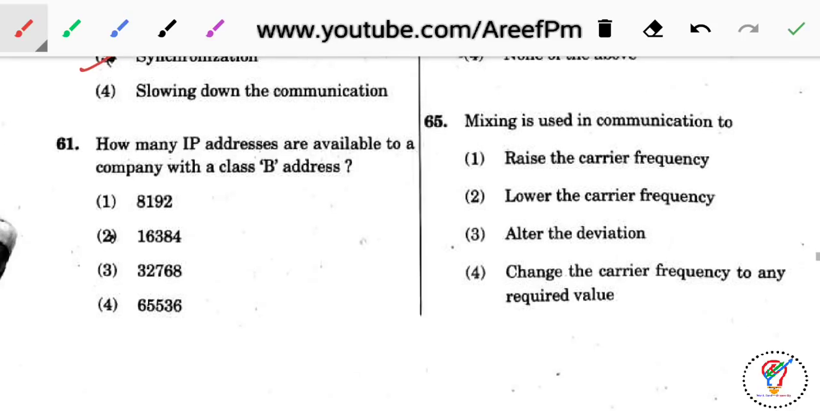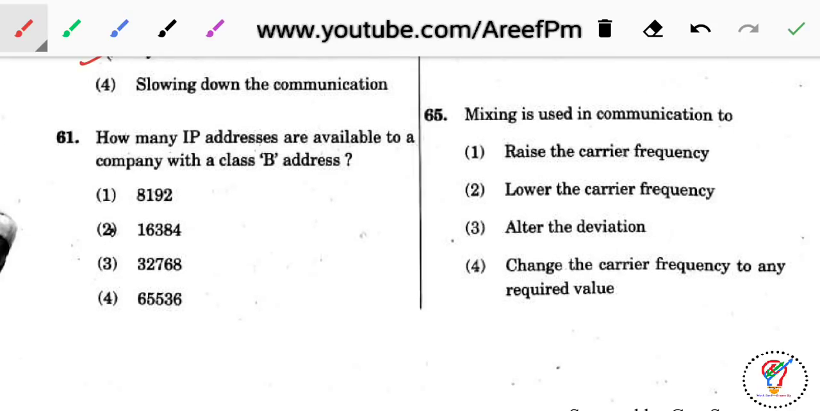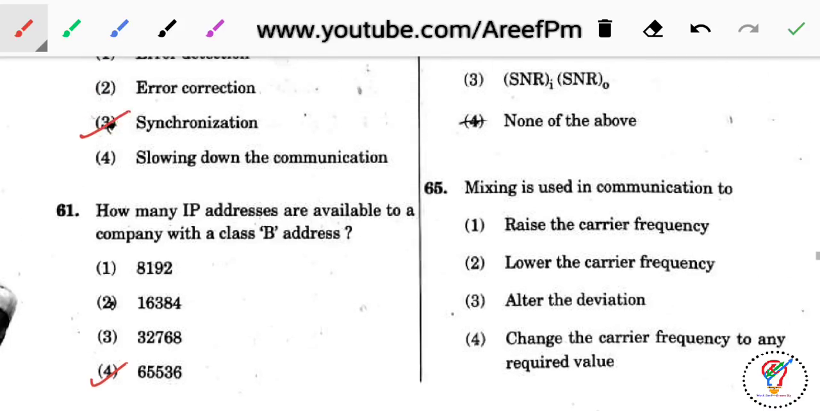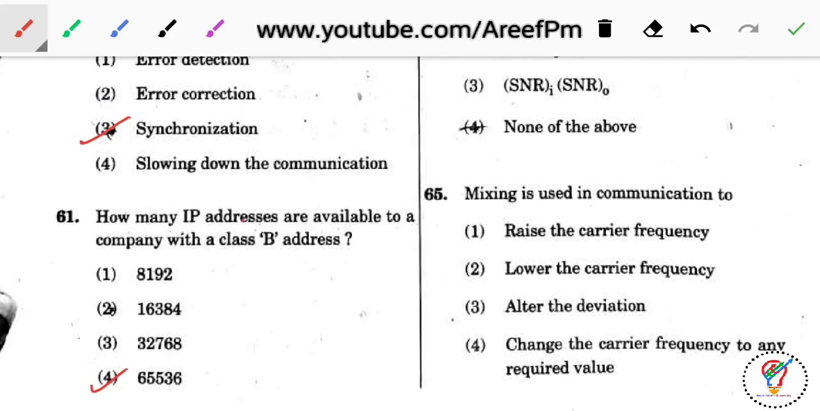And the next one, 61st question here. How many IP addresses are available to a company with a class B address? It is nothing but 65536. These are the addresses a class B network will have.